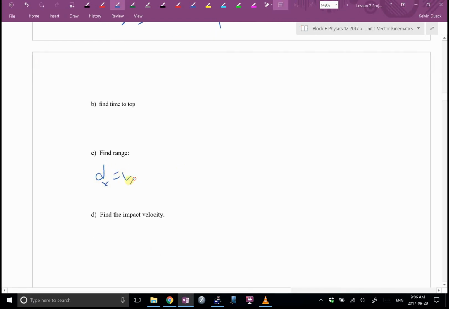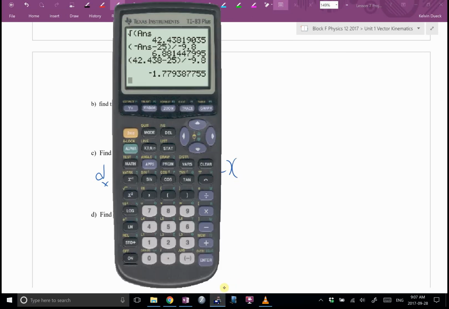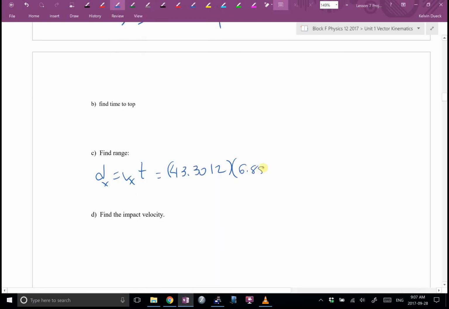dx equals vxt plus a half at squared, except what's a horizontally? Nothing. Well, I've turned the page. What was vx? 43.3012. And time was 6.8814. One line and we're done. Lots of lines to find time, but once you know time, the question tends to fall apart.